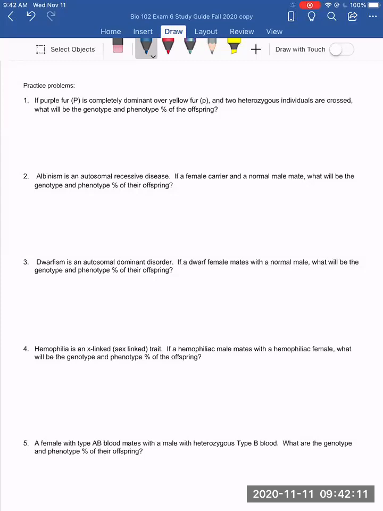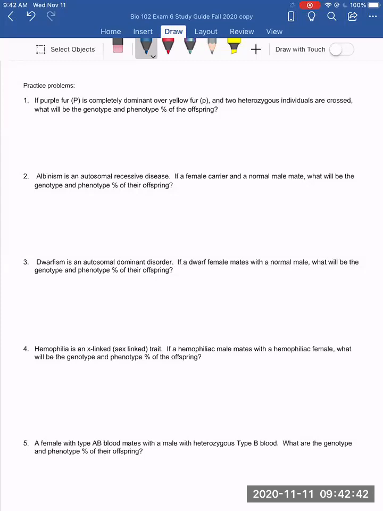So we're starting with complete dominance, which is the most common pattern of inheritance. And remember, for each of these, we're really looking at the heterozygous individual as our indicator of what pattern of inheritance this is. So I'm going to start with this first problem. If purple fur is completely dominant over yellow and two heterozygous individuals are crossed, what will the genotype and phenotype percentages be for the offspring?